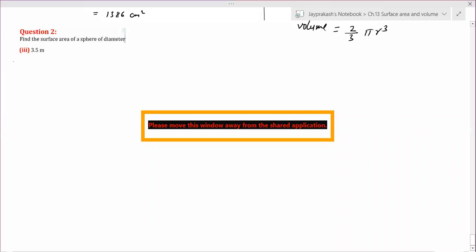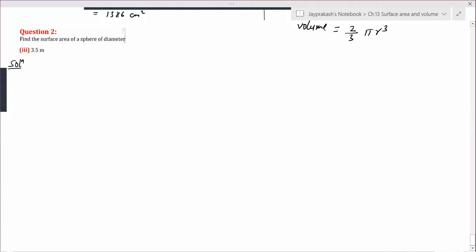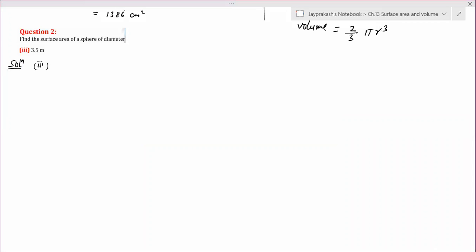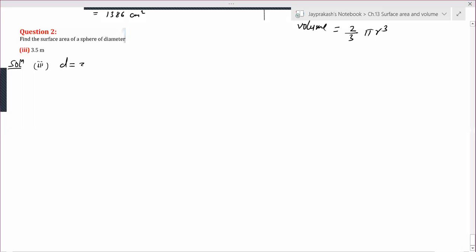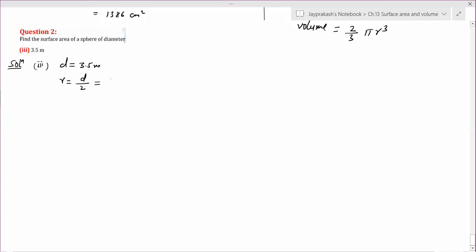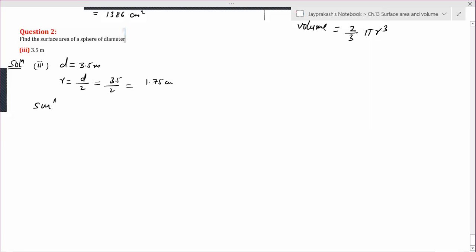So in the second question we have to again find the surface area but the diameter is given. So we have d is equal to 3.5 meter. From the d we can find the radius, that is d by 2. So it is 1.75 meter.